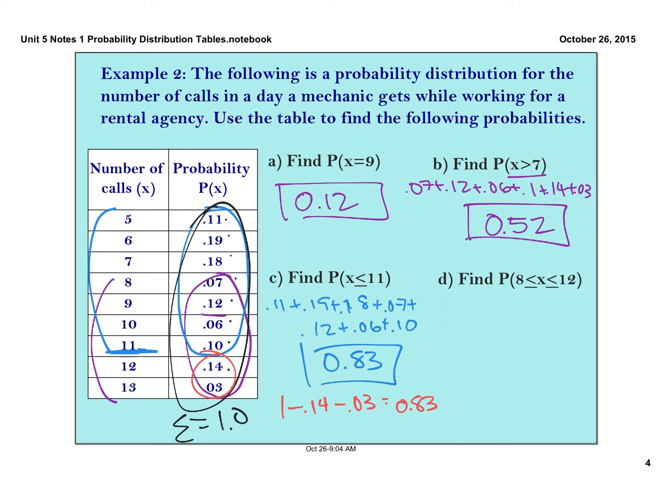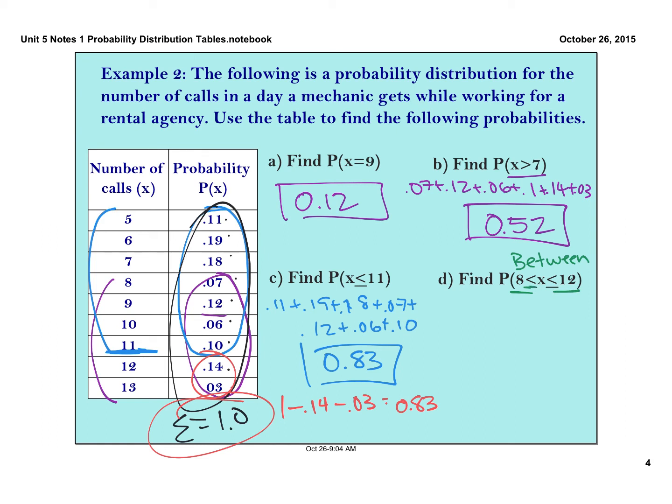Just recognizing that you have a sum that is equal to 1.0 will help you out. All right, let's try this last one. Probability of x being between, that's what these inequalities look like, between 8 and 12.